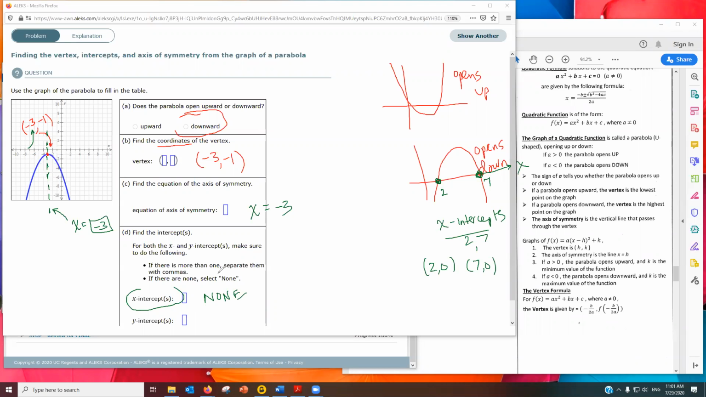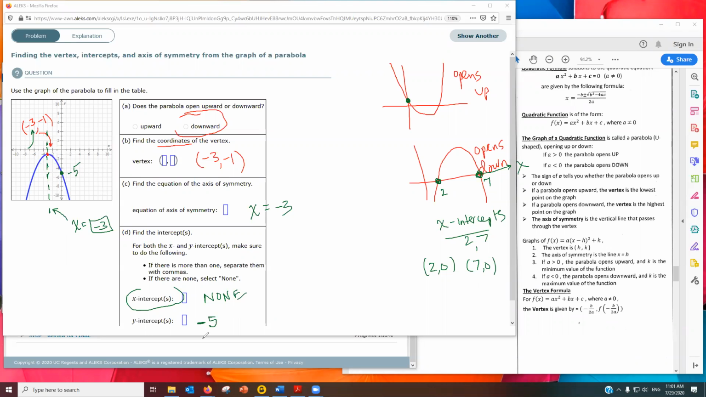What about the y-intercept? Well, the y-intercept is where the graph crosses the y-axis. So let me come over here, and I'm going to carefully look at this green dot. And it looks like it's crossing the y-axis at -5. So the y-intercept should be -5.